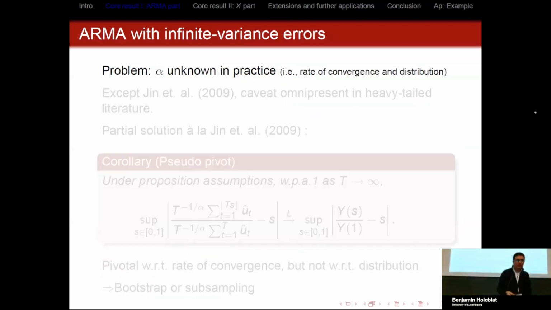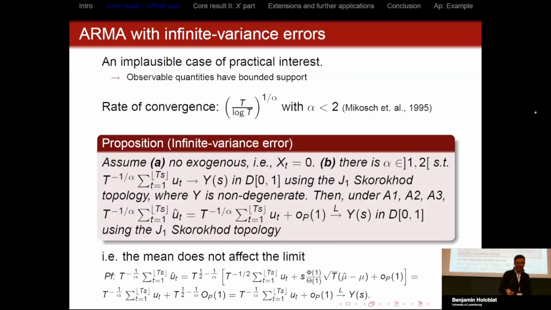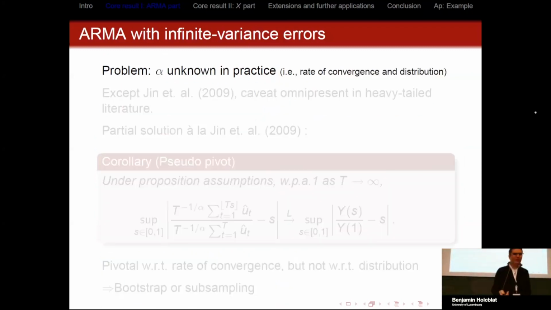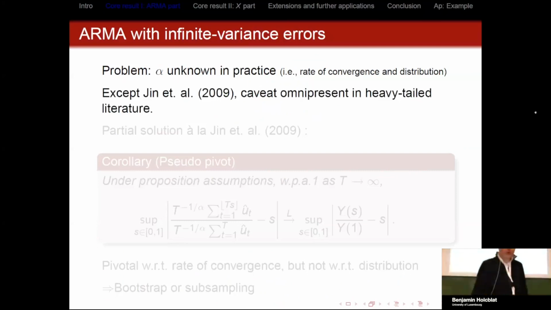skip it. So often when you look at this literature about infinite variance, the big problem is that you don't know this alpha. This is a bit like the mystery. If you have a lot of data, you can do it graphically, but you don't know too much about this alpha. So here we don't want to assume that we know the alpha. So we use a trick that was used by Jin and co-authors in 2009.